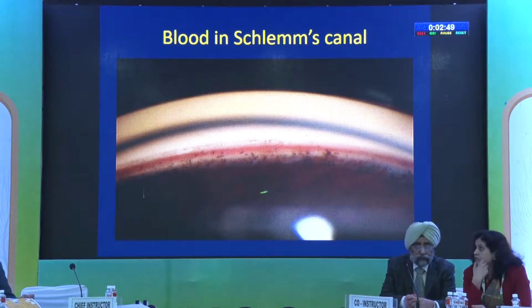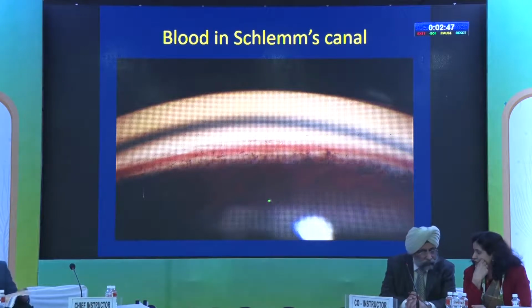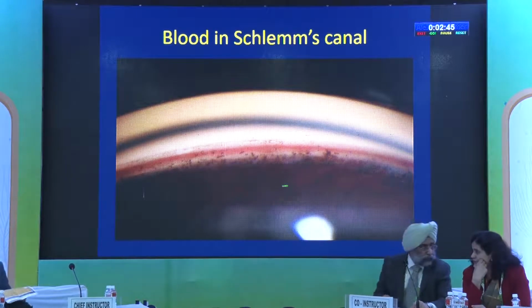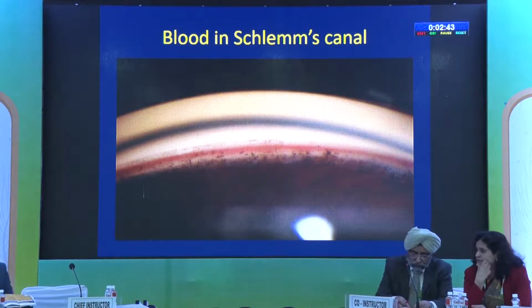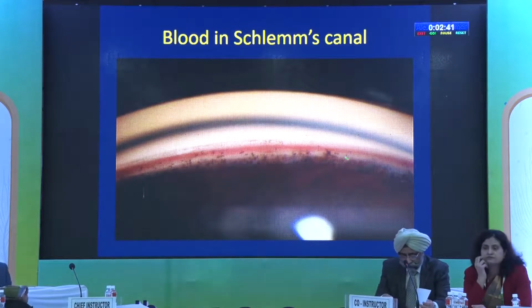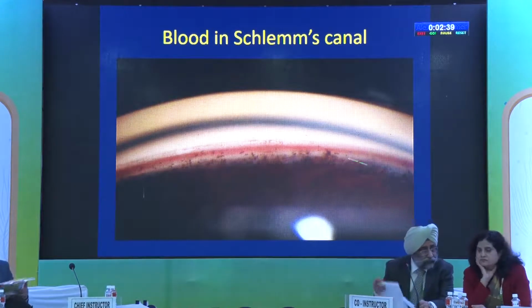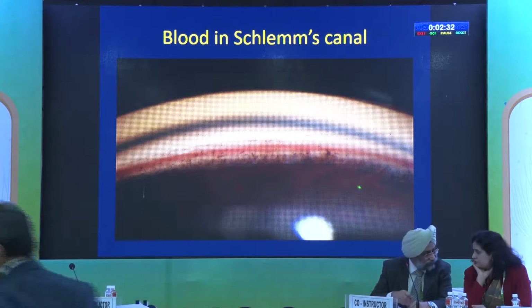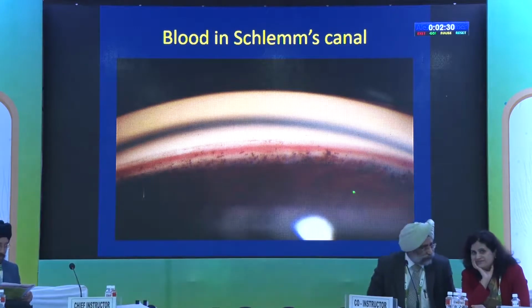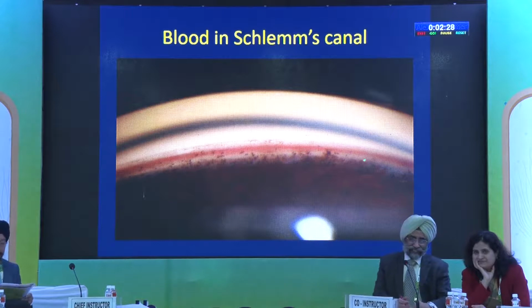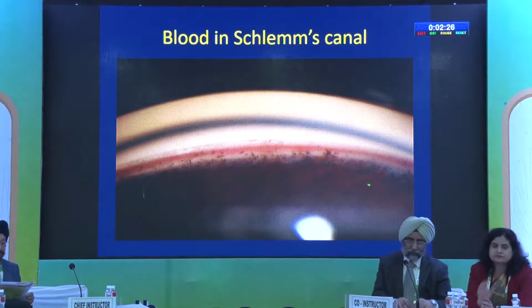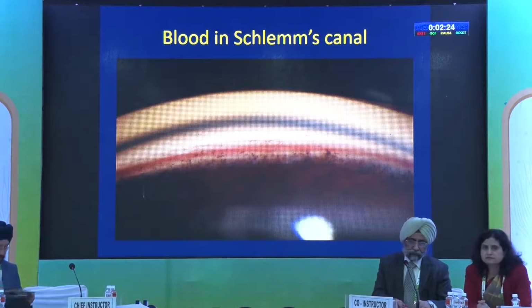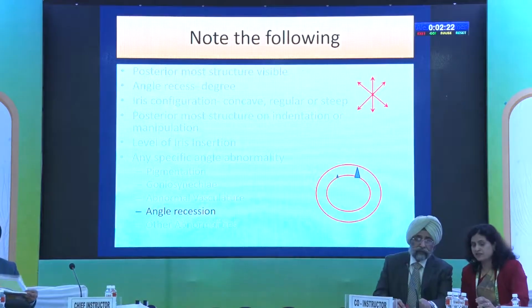Sometimes while you're pressing the gonioscope, or you've kept the gonioscope for a longer time over an eye, you will be able to see some reddish hue that might come in the Schlemm's canal behind the trabecular meshwork. This is blood in Schlemm's canal. Please do not confuse this with neovascularization. Neovascularization has typical tufts of vessels. This blood in Schlemm's canal is due to regurgitation of the blood from the episcleral veins into the Schlemm's canal.